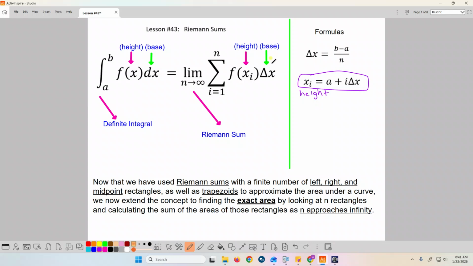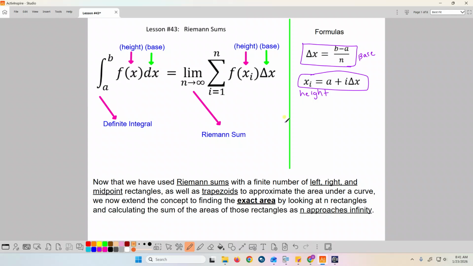Over here, you can see that we have the base. How do we get the formula for the base? You might remember that we did this with Riemann sums. The formula for the base is just b minus a over n, and that's what we'll see there. I'm going to write here base, so base times height. That's how we get to that Riemann sum.